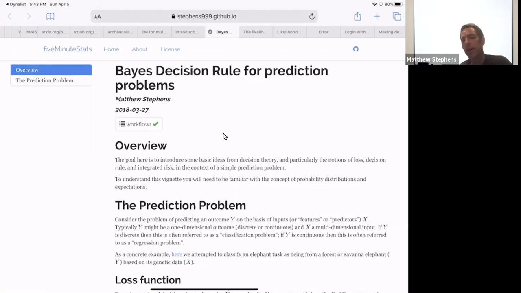But Y could also be a continuous outcome. For example, you could be trying to predict voter turnout in each district based on things that you know about the district. Those would be the predictors, X: maybe what proportion of people are college educated, or different socioeconomic indicators about the district. You might have a bunch of districts and you want to predict what the voter turnout will be in each district. So the point is that Y could be a continuous variable as well. Or in our elephant example, it was discrete: Y was savanna or forest, and X was the genetic data.